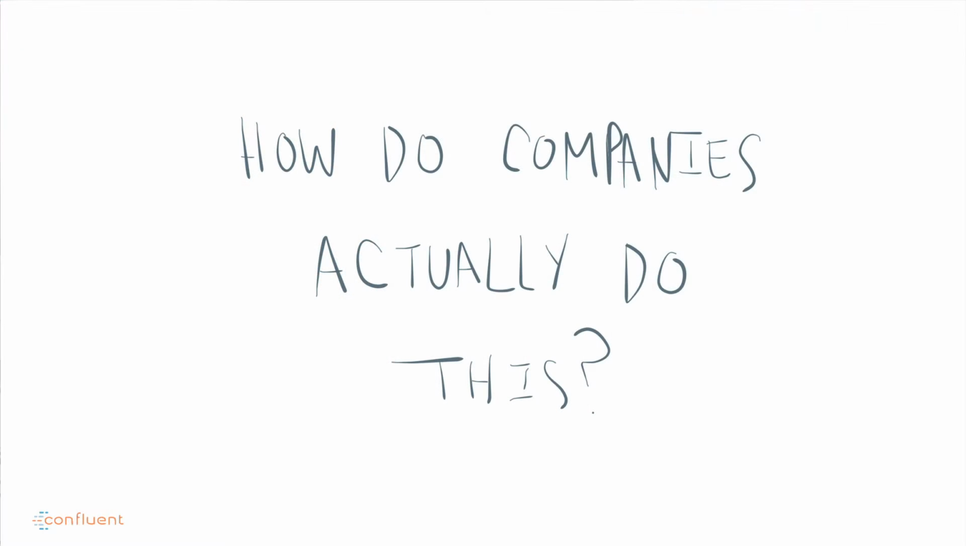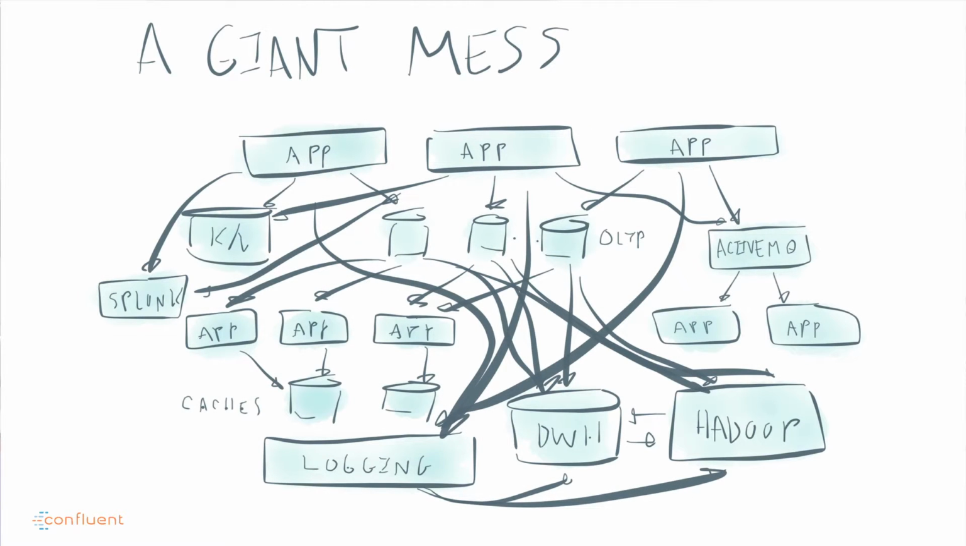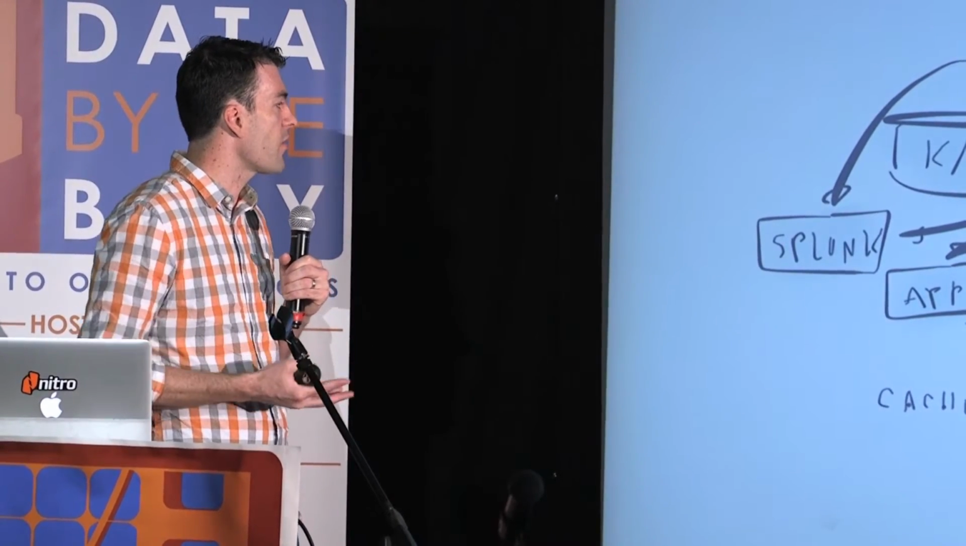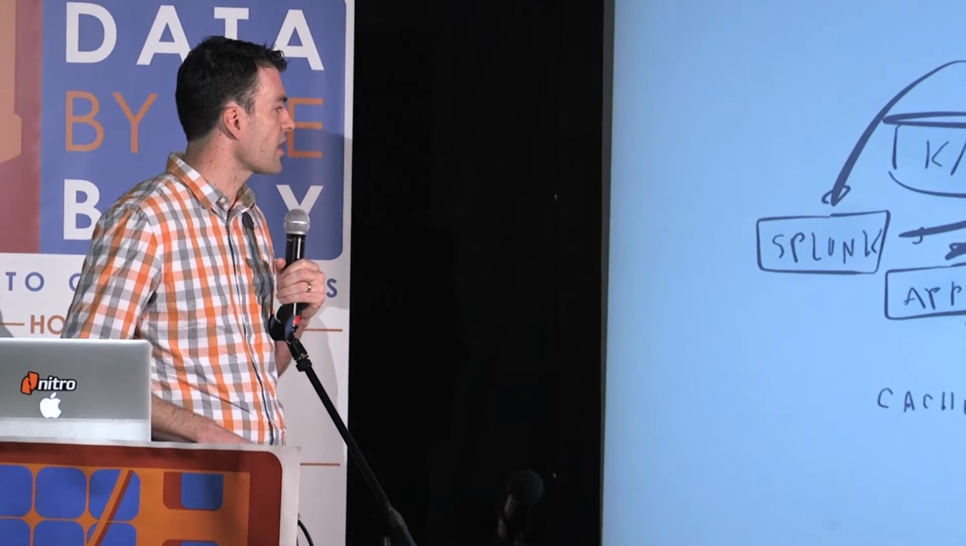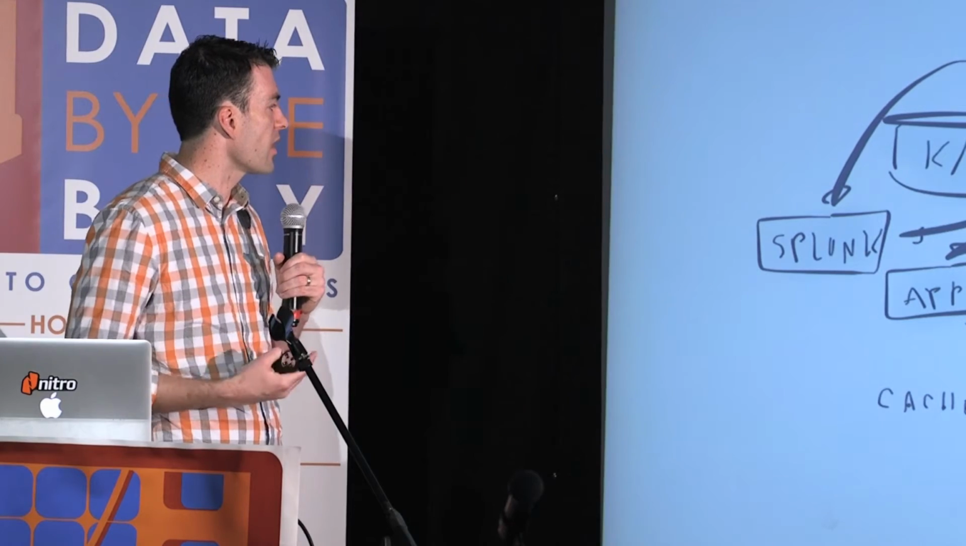So how does this actually work in companies? How do companies actually perform these functions? Well, in practice, I think it's often a giant mess. You have ad hoc data pipelines between things. You have point-to-point communication. You have a bunch of things that are shoved into a batch processing context or some kind of request-response context, even though in the business they're actually asynchronous.